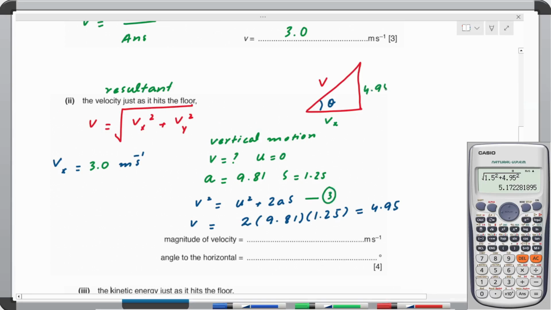The horizontal component of the velocity was 3.0. Now, if you need to find the resultant velocity, then you can just use the Pythagoras theorem, and it would be 3.0 square plus 4.95 square and then square root of it, and thereby you'll be getting the resultant velocity.